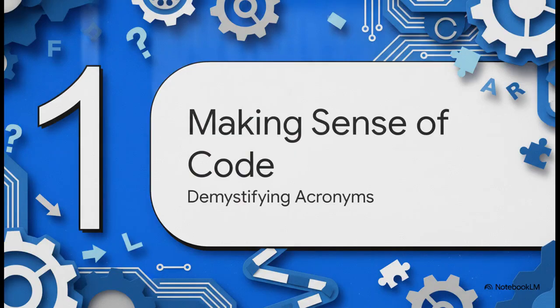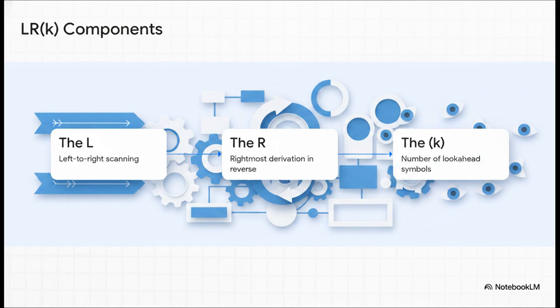Section 1. Making sense of code. Okay, let's dive into this. Our very first step in this gentle deconstruction is to remove the mystery from the complex-sounding acronyms that you're going to encounter in your textbook's table of contents. In the world of parsers, you will constantly see letters and numbers grouped together like secret codes. But they aren't secret codes at all. They're just highly literal descriptions of a process.